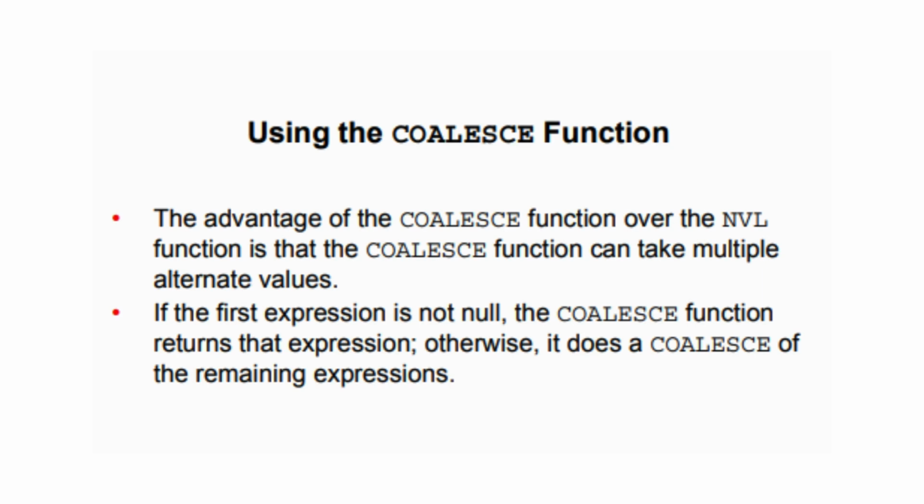Using the COALESCE function. The advantage of the COALESCE function over the NVL function is that the COALESCE function can take multiple alternate values. If the first expression is not null, the COALESCE function returns that expression; otherwise, it does a COALESCE of the remaining expressions.